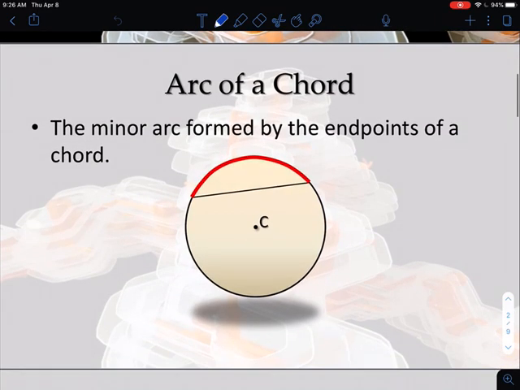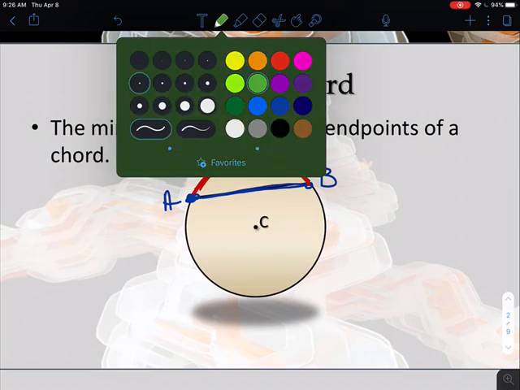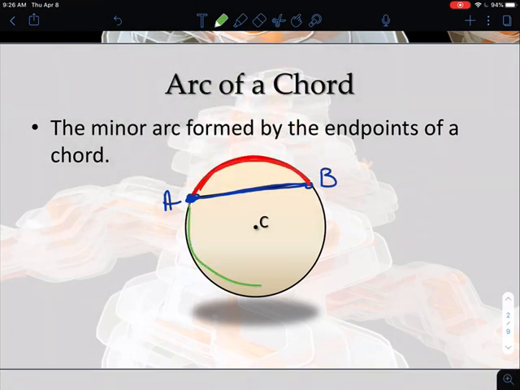So the first thing we have to talk about is what we call an arc of a chord. Whenever we create a chord, in the picture below you see that we have a chord that goes from one side of the circle to the other. Maybe we call this chord AB. When we create that chord, it creates an arc in red, and it also creates a second arc that goes the other way in green. Remember that an arc is just the unbroken part of the circle.